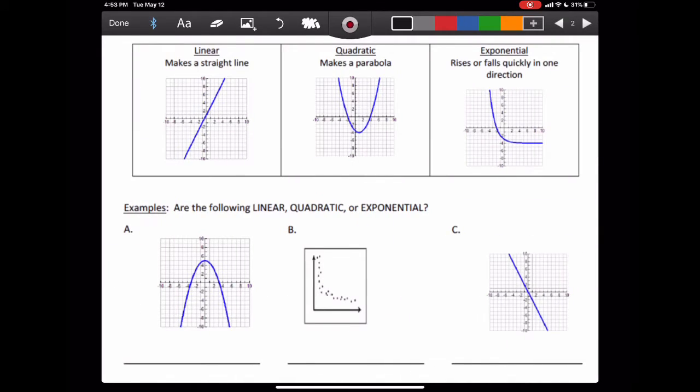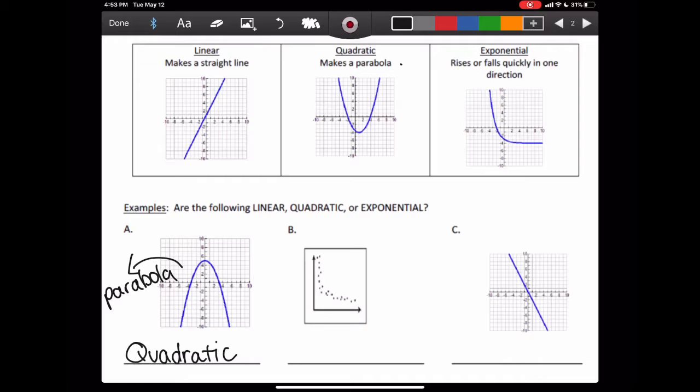Let's move on here. Let's look at our three types of functions on a graph. We know that a linear function will make a straight line. A quadratic function makes a parabola. And then an exponential function either shows growth or decay, so it rises or falls quickly in one direction. So look at these graphs down here at the bottom. A, is it linear, quadratic, or exponential? We know that it's going to be quadratic because a quadratic function makes a parabola, and that's what this graph is right here. It is a parabola.